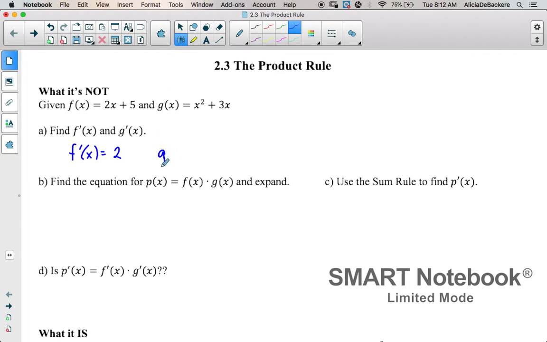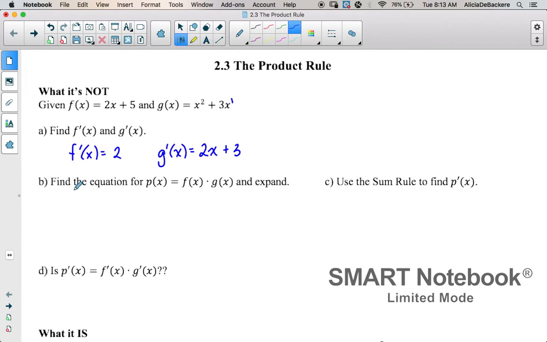Then taking the derivative of g at x, taking the derivative of the first part, I get 2. I bring the exponent down, and then x to the power of 1. And then it's an addition, so I just take this derivative separately. Taking the derivative of 3x, I just take the exponent 1, bring it down and multiply it with the 3. And then I would have x to the power of 0, which is just equal to 1, and so I don't need to write that. So here are my two derivatives of the two separate pieces.